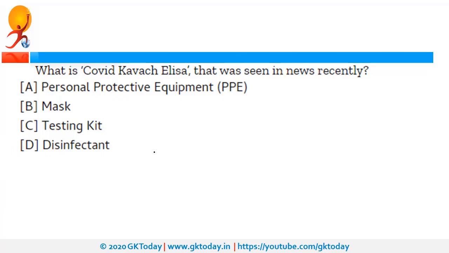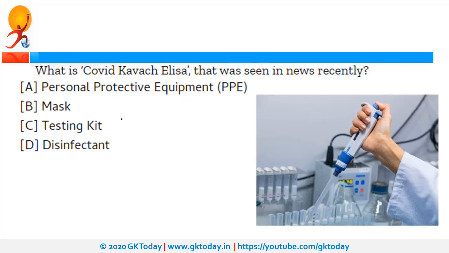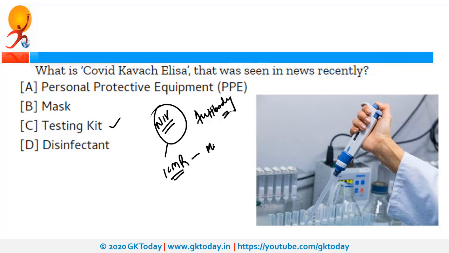What is COVID Kavach ELISA that was in news recently? So it is a testing kit. Pune based NIV, that is National Institute of Virology, has successfully developed this indigenous antibody detection test kit for COVID-19, and the name of this test kit is COVID Kavach ELISA. Now this NIV is under ICMR. ICMR is Indian Council of Medical Research. It is under Ministry of Health and Family Welfare.